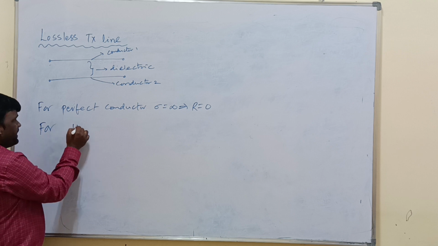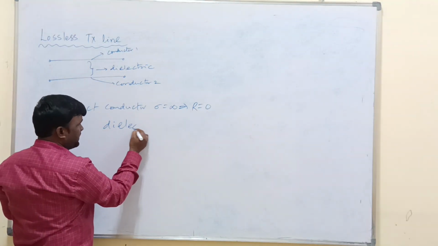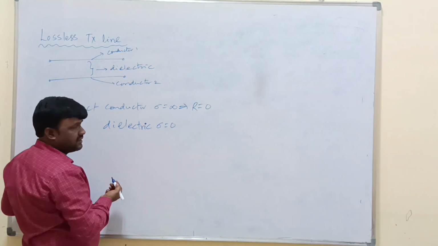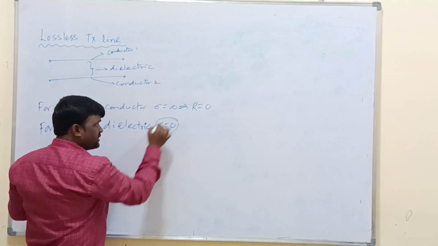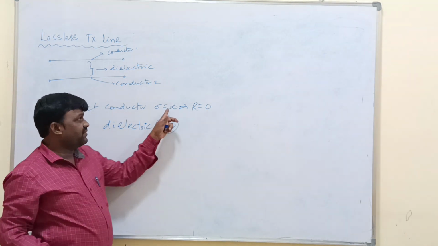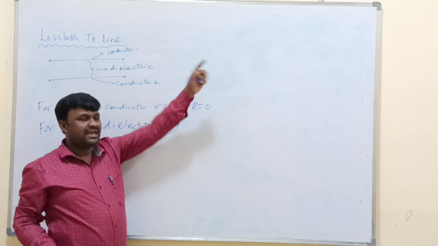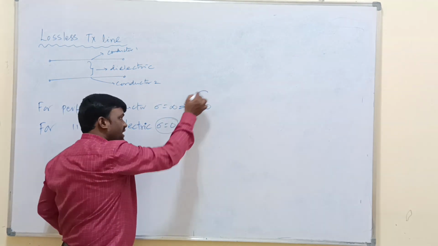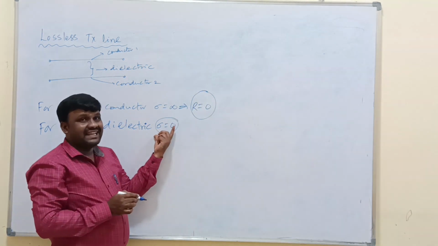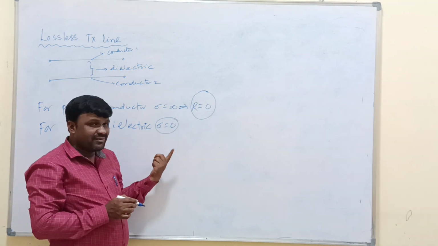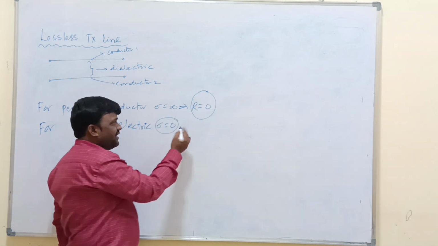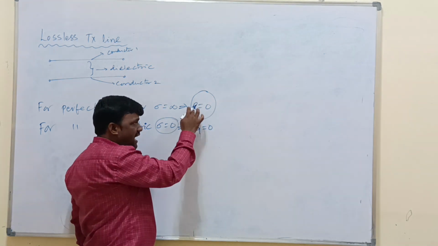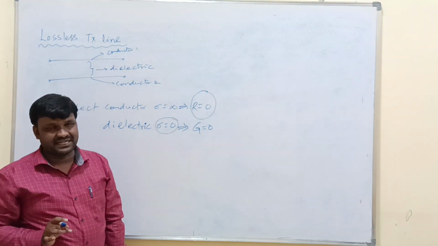Similarly, for a perfect dielectric, sigma should be 0. Sigma is 0 means there is no conductivity. Here, infinite conductivity means maximum conductivity, which means maximum current, which means minimum resistance, so R equals 0. Here, conductivity is minimum, so current is 0. As conductivity is 0, current is 0, and conductance is 0. So R and G are elements of the transmission line.